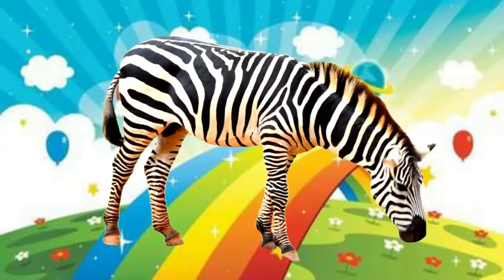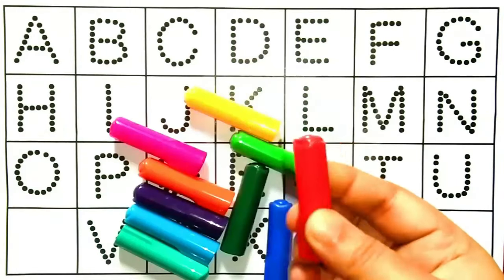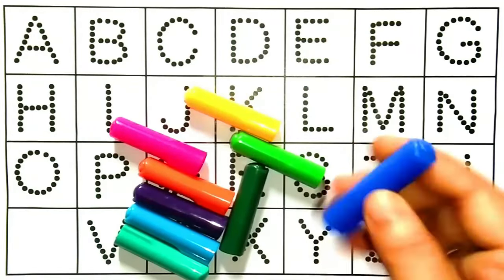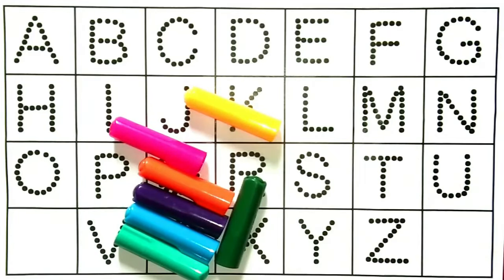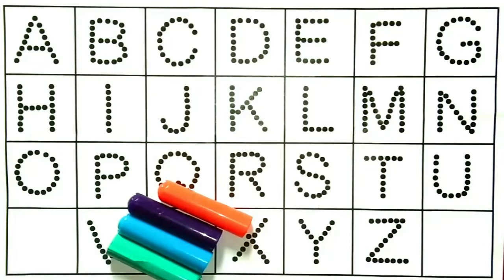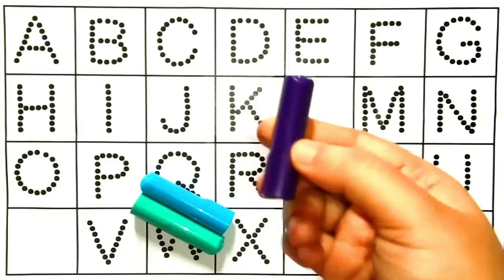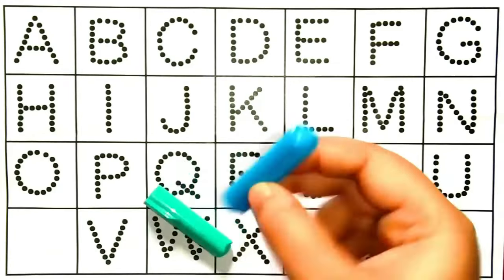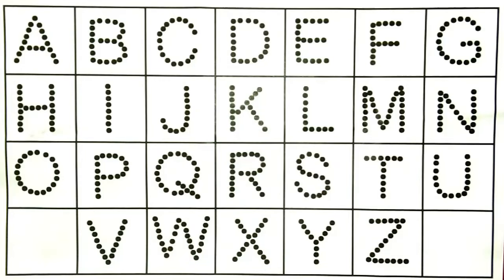Hello kids, let's learn some colors. Red color, blue color, light green color, yellow color, pink color, orange color, purple color, sky blue color, sea green color. Let's learn the ABCD alphabets.